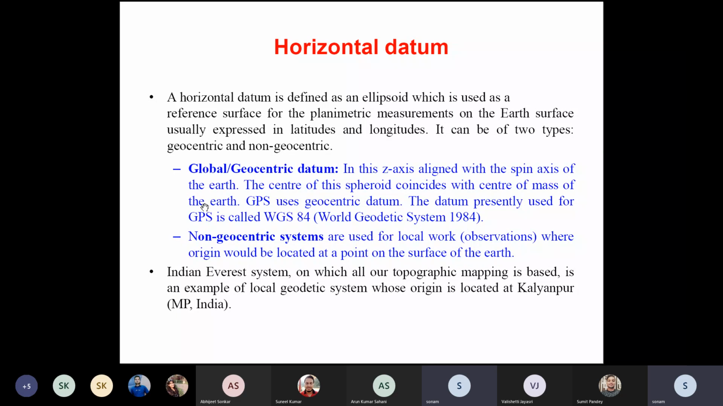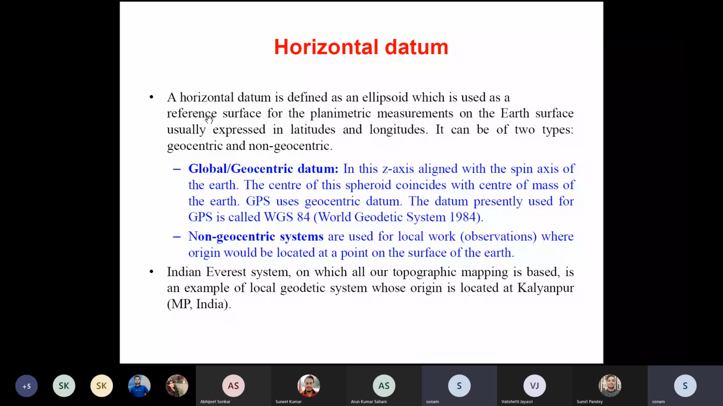When we talk about the horizontal datum, the non-geocentric systems are the local datums. In this case, the origin will lie at some place on the Earth's surface. In a geocentric datum, the global datum, the origin will lie at the center of mass of the Earth. In the case of non-geocentric and most local mapping, we use the Indian Everest system. Nowadays, everything is going towards the global, and that's why WGS 84 is used.